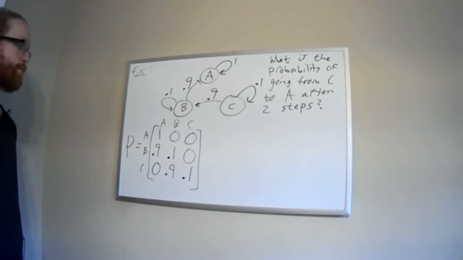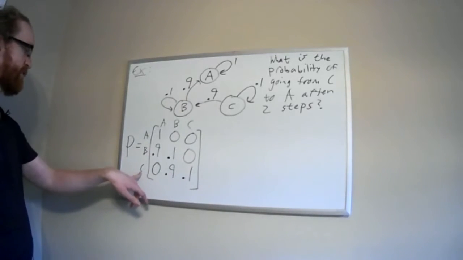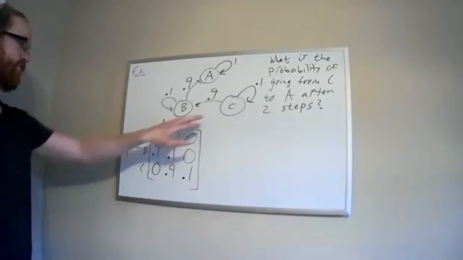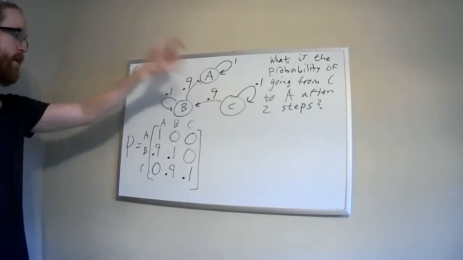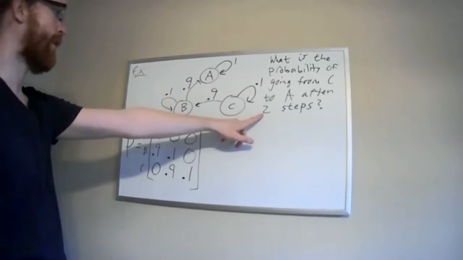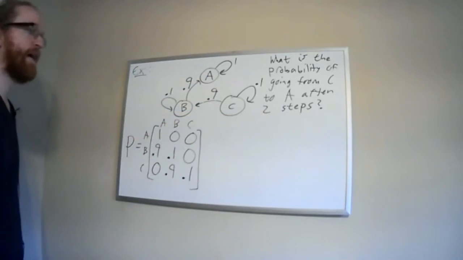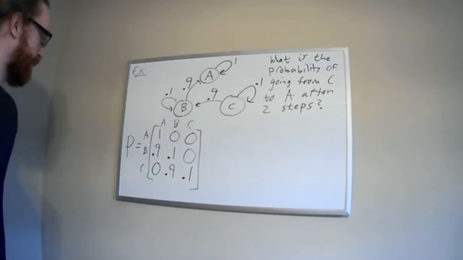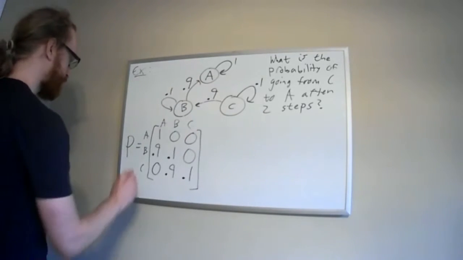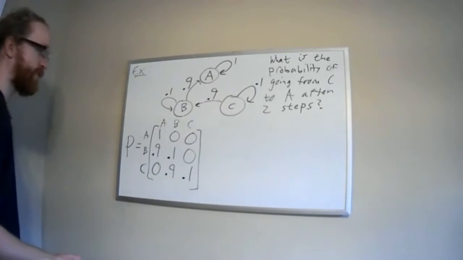Maybe it's worth pointing out, this probability of C to A is 0 because there's no arrow from C to A. So it's impossible to get from C to A in 1 step, but we're asking about getting there in 2 steps. And as we'll see, that is possible because, again, I can't go this way. So I'll get something that's not 0. Anyway, I want to find it in 2 steps. So what would I do?